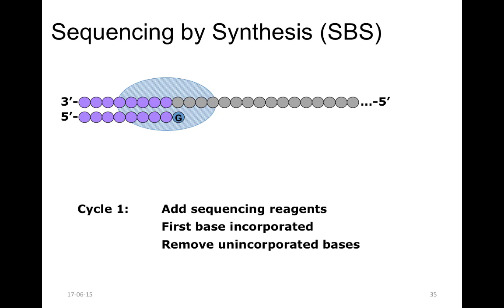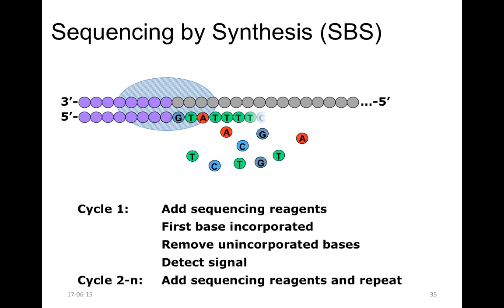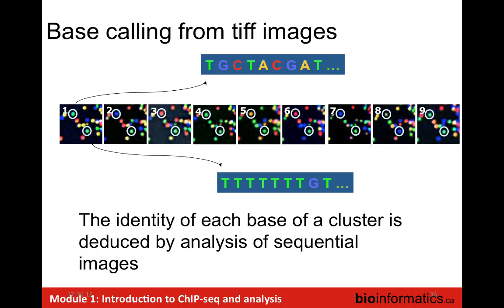So you incorporate one, you wash away, so-called flush, and then scan. We then illuminate with a laser, detect the signal, and then start the process again and again. So then we're building up this cluster, one nucleotide at a time. So how do we actually call the sequences?